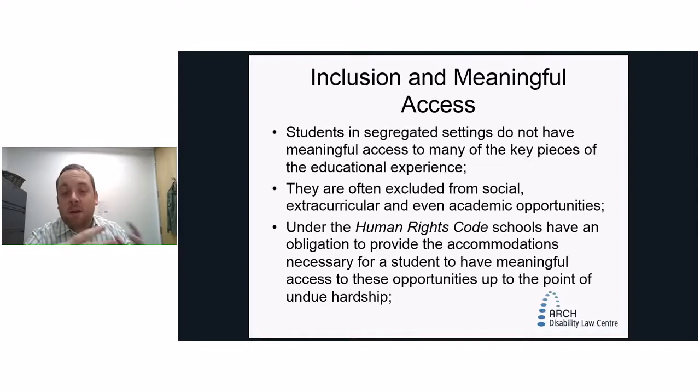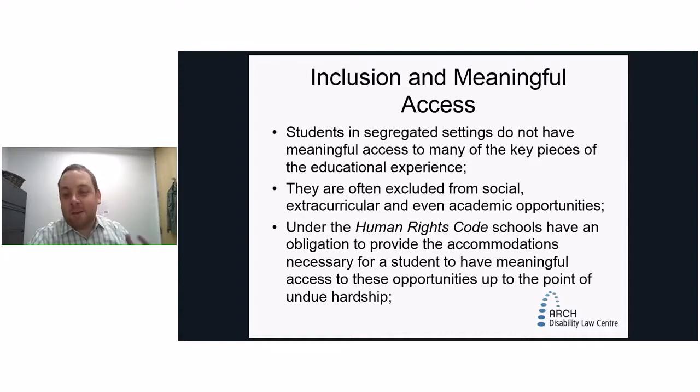So when you apply the Human Rights Code and the idea of meaningful access, what it means for school boards is that you can't just pick and choose the type of benefits that a student is going to get. You can't say, oh, the supports are provided over here, and that's what they need this for, but it's fine if they miss out on all these other things.